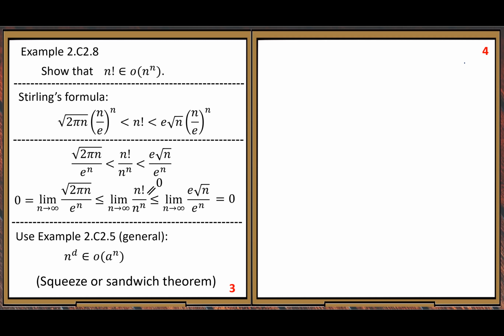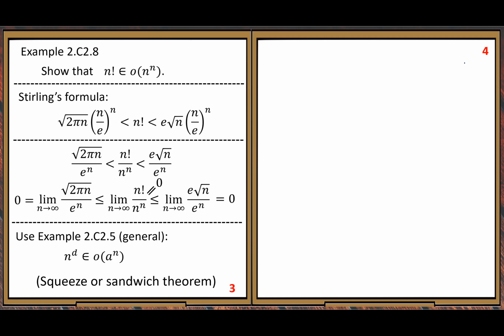And from this example, you can see we need a lot of pieces of knowledge, many pieces. Stirling's formula, the squeeze theorem, L'Hopital's rule. Here we do not apply L'Hopital's rule.